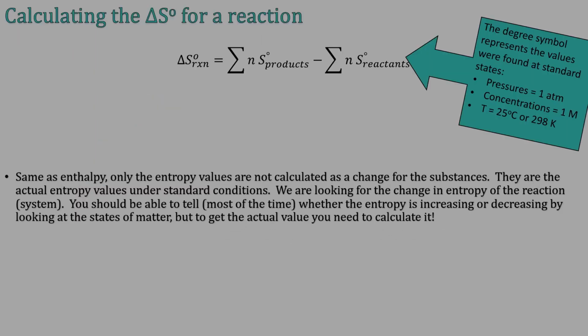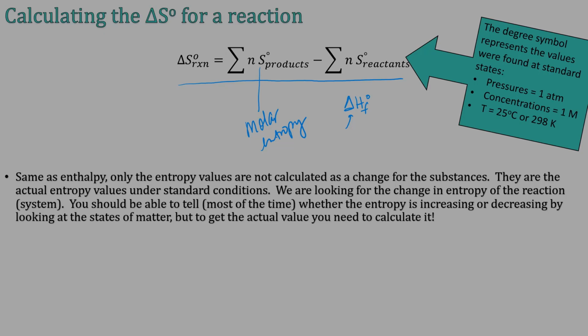All right, so calculating the delta S for a reaction is the same way we calculated the enthalpy. The only difference is these are the molar entropy values, and before when we looked at enthalpy in these equations, they were the delta H of formations. So they were a change in enthalpy, whereas here, this is an actual value for the substance.